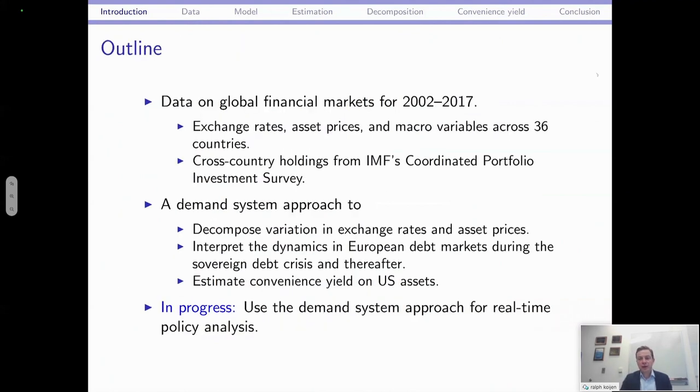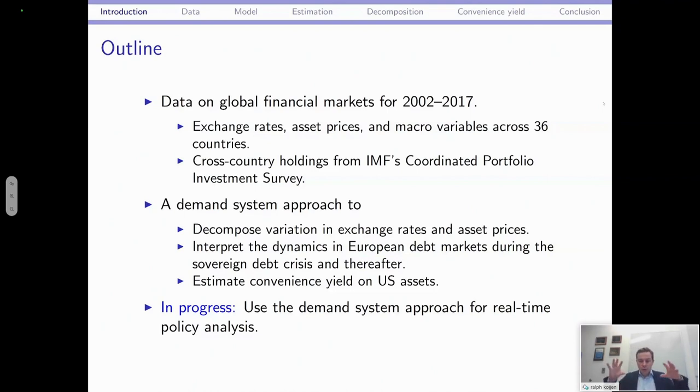So more concretely, what I'm going to show you today is I'm going to use data from 2002 to 2017. So we're going to have data on the global financial crisis, and the European sovereign debt crisis is going to be part of the analysis. We're going to try to understand the joint dynamics of exchange rates, asset prices, and macro variables across 36 countries. It's going to be developed economies and developing economies. In terms of the holdings data that we're trying to understand, we're going to look at the cross-country holdings of the IMF's Coordinated Portfolio Investment Survey, the CPIS.